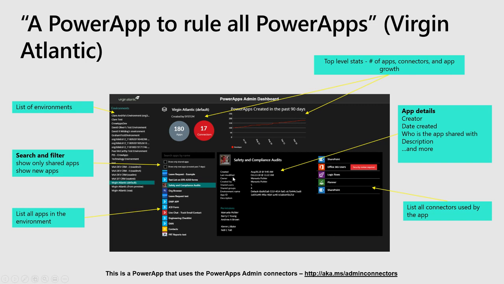We can see here that the particular Office 365 user connector was flagged. This is something that maybe is not out of the box in the admin center, but maybe Virgin Atlantic here is keeping track of a set of connectors that need additional security reviews. So again, you could imagine any kind of scenario that will fit your organization, and you could make use of these connectors to build.